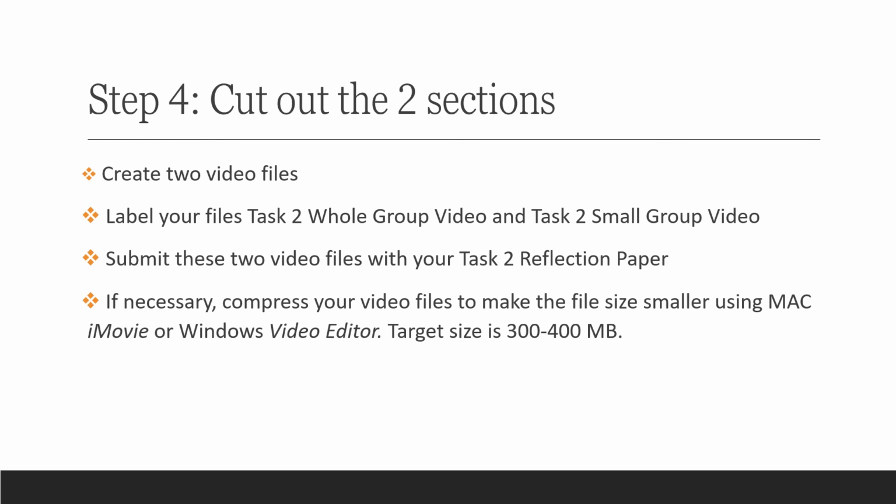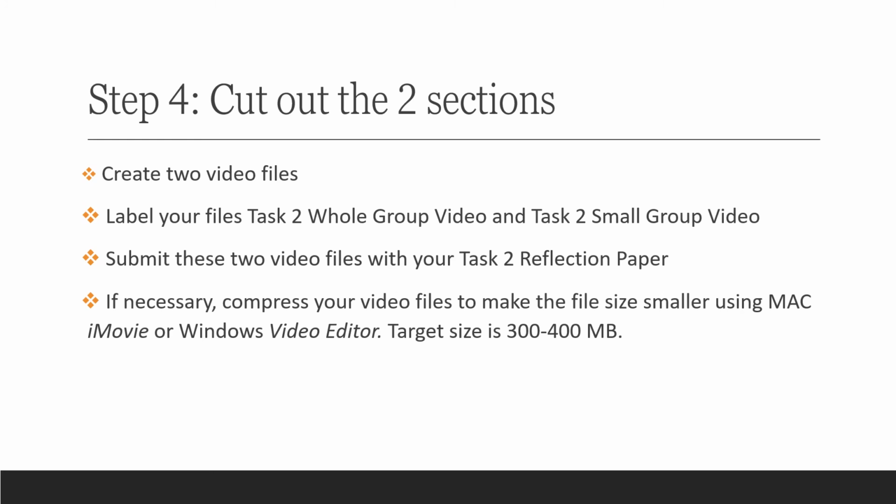And then step 4, you're going to cut those 2 sections. You're going to create 2 video files. You're going to label your files Task 2 whole group video and Task 2 small group video. And then you're going to submit the 2 video files with your Task 2 reflection paper. So again, it's only going to be those 2 files that total 15 minutes.